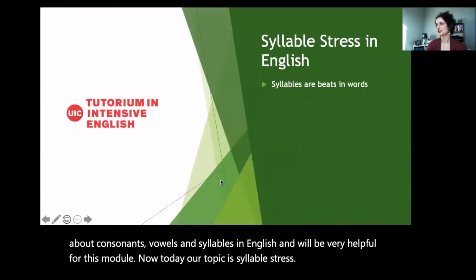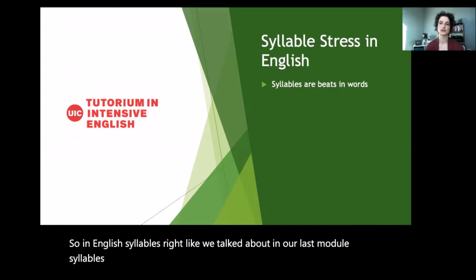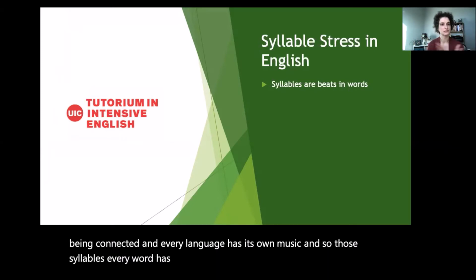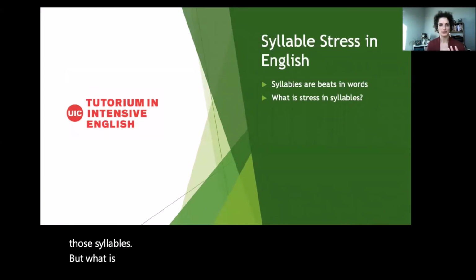So in English, syllables, like we talked about in our last module, are beats in a word. We've thought about music and language being connected, and every language has its own music. Every word has a certain number of beats, and we call those syllables. But what is stress in a syllable?